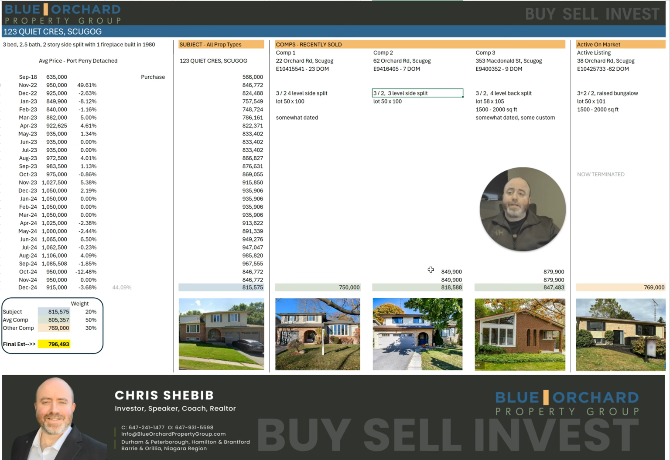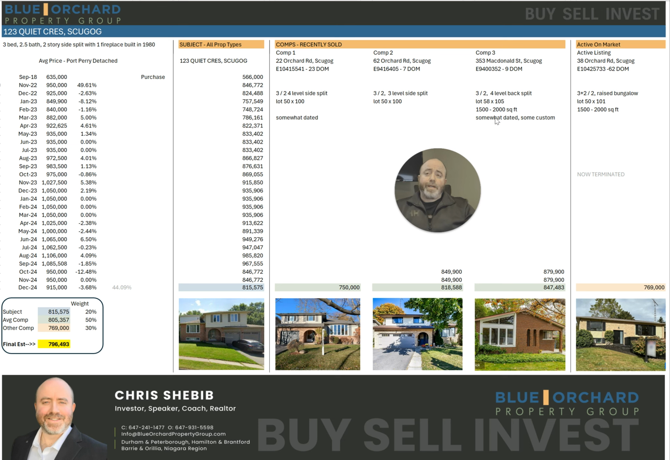Similar size lot. This one sold in October for $849 with market adjustments. That puts it at a December value of $818. And then we have McDonald Street, again 4-level split, a little bit bigger though, with some custom builds in it. So sold for $879, and December's price, that's $847, given the 12% drop in October, flat in November, 3% drop in December, $847. And again, I mentioned this is in Port Perry.